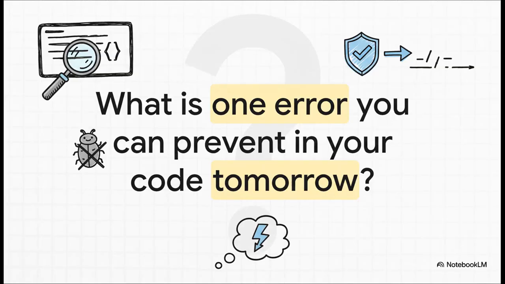And that's a wrap. But before you go, I want to leave you with one final question to think about. Based on everything we just talked about, what is one potential bug, one single error that you can proactively go and prevent in your own code tomorrow?